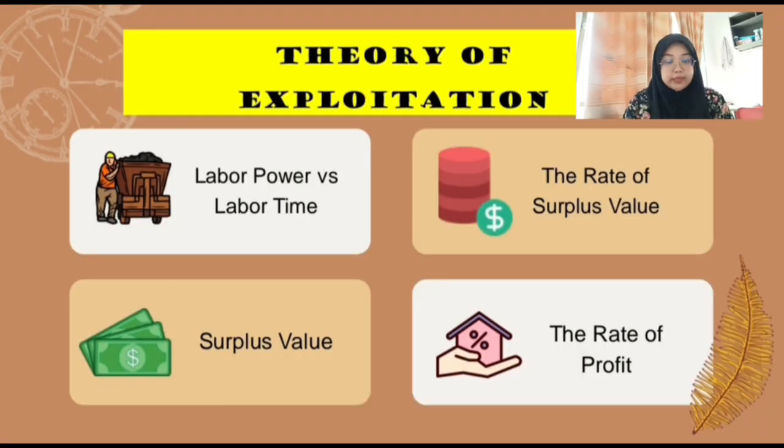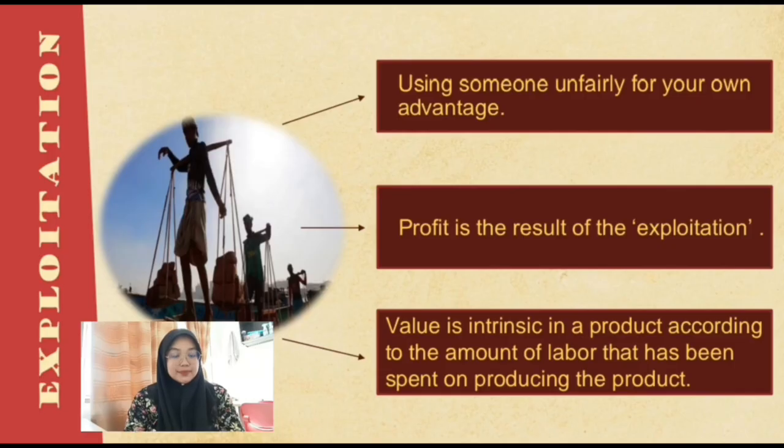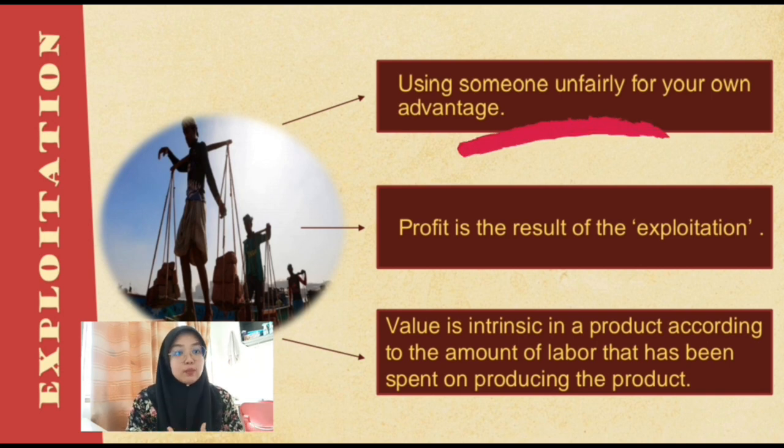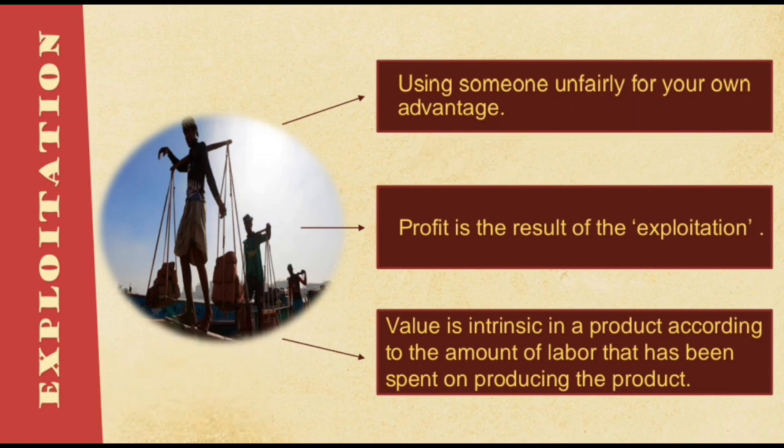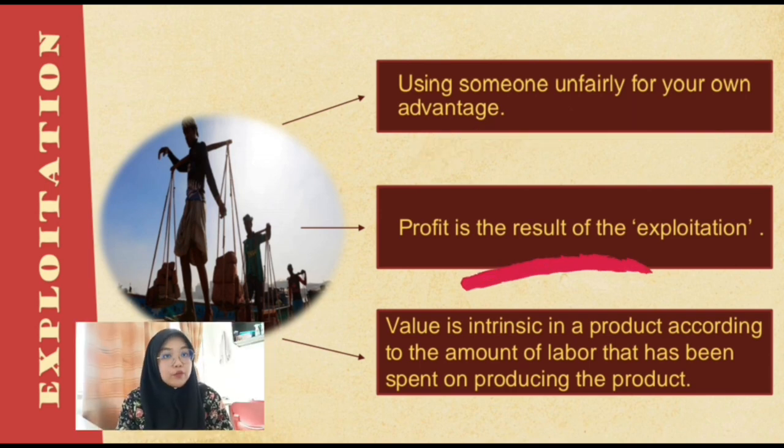In the theory of exploitation, there are 4 elements that we are going to cover in this presentation: labor power versus labor time, surplus value, the rate of surplus value, and the rate of profit. First, let us see the definition of exploitation. Basically, exploitation is an action of treating someone unfairly in order to gain benefit from their work. In this theory, profit is the result of exploitation.